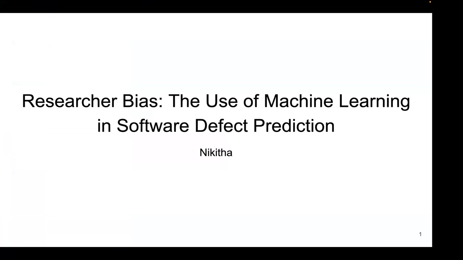So I'll be talking about this paper on researcher bias, and they are basically looking at a bunch of studies that make use of machine learning in software defect prediction. So the goal here is you have some piece of software, and it's a binary classification problem where you want to identify if the software is correct or if there's some issue in it.